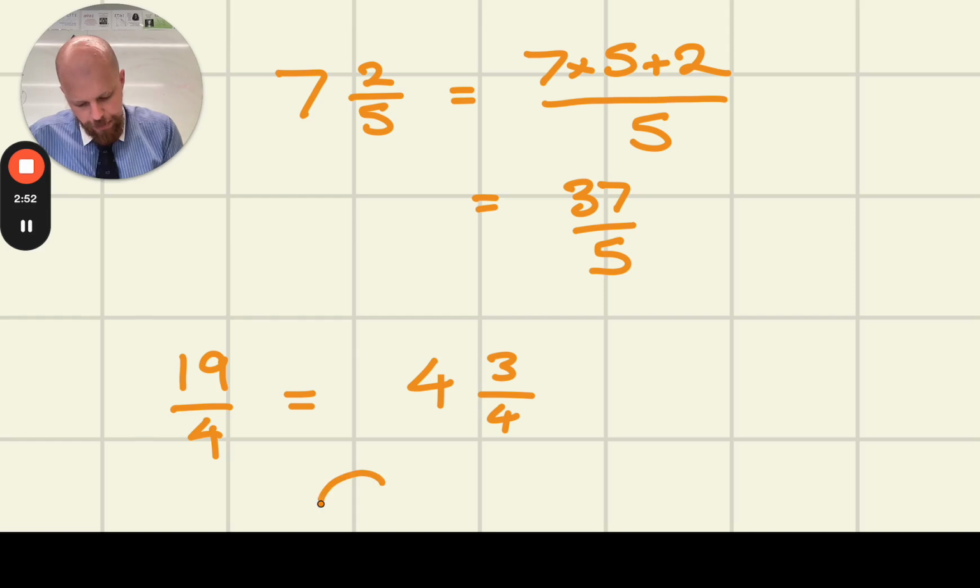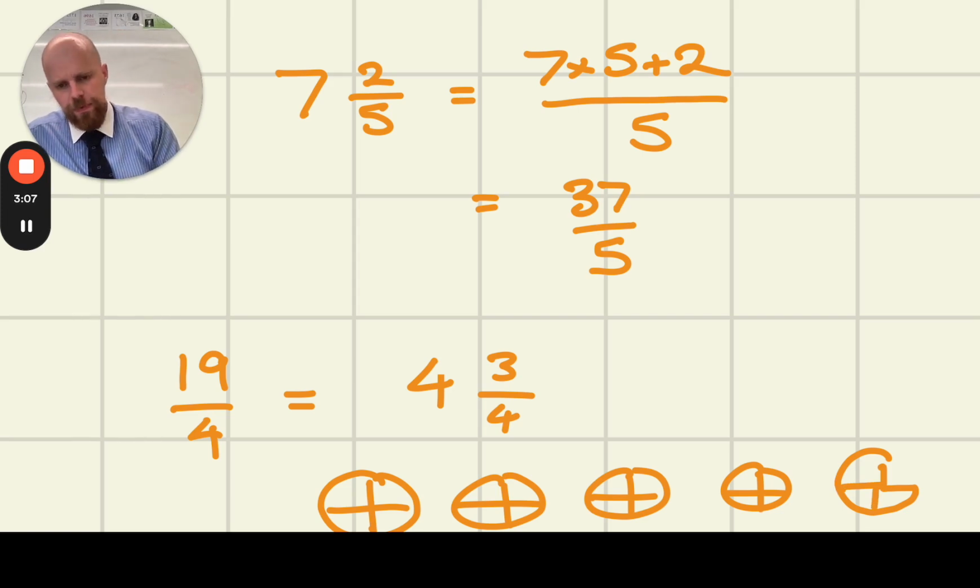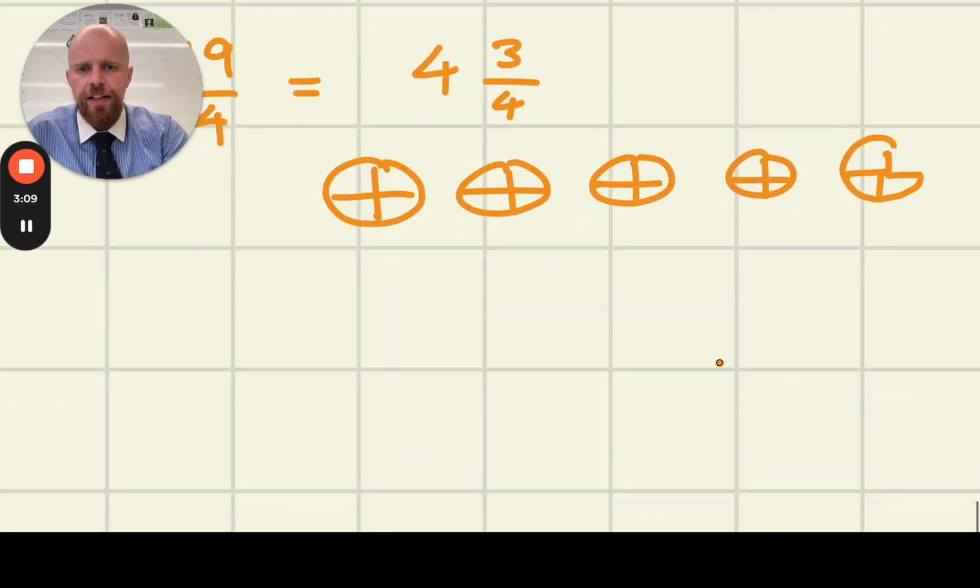I have 3 quarters left over. And if you think about it, if I were to draw 4 pizzas, 1, 2, 3, 4, and split them all into quarters, those are 16 quarters. I need 3 more quarters to get my full 19. I now have 19 quarters. Let's do one final example.